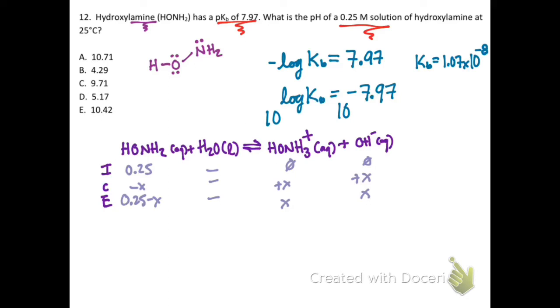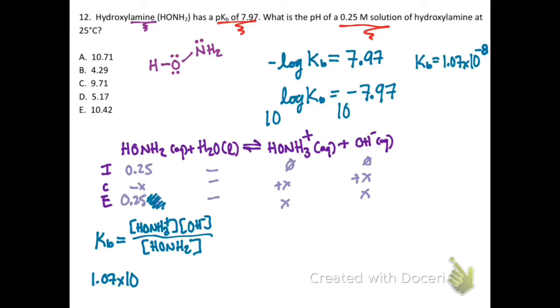Cool. Now we need to plug everything into our equilibrium expression. So Kb is equal to products. So we have the HONH3 plus and hydroxide, all divided by the concentration of reactants, HONH2. Once again, since we have a K that is on order of 10 to the negative 5th or less, we can assume that this change is negligible compared to the initial amount of 0.25. However, it will be significant compared to the 0 that we start with for the products. So let's plug in our values.